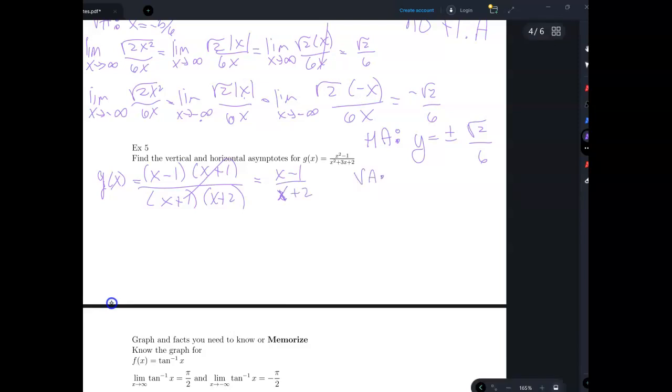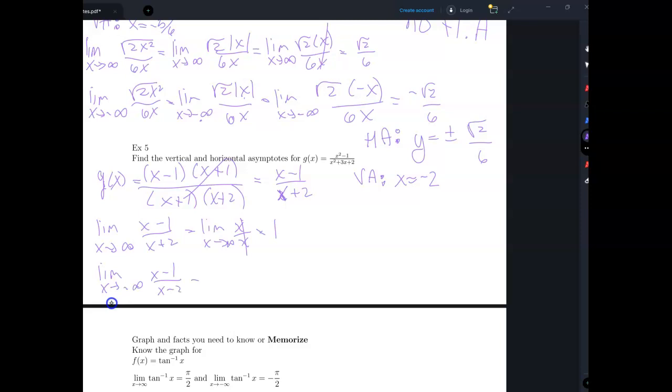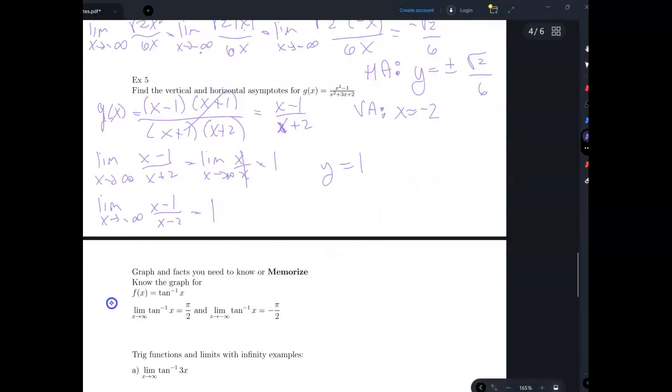So the vertical asymptote will be where the denominator equals 0. So that's negative 2. So now if I'm going to take the limit as x goes to infinity of this, I see taking highest powers, I get x over x. Oops, forgot the infinity. Those cancel, so I just get 1. And then I can see the same thing will happen if I'm taking the limit as x goes to negative infinity. I'll get x over x, so it's 1. So there's only one horizontal asymptote, and that's y equal 1.